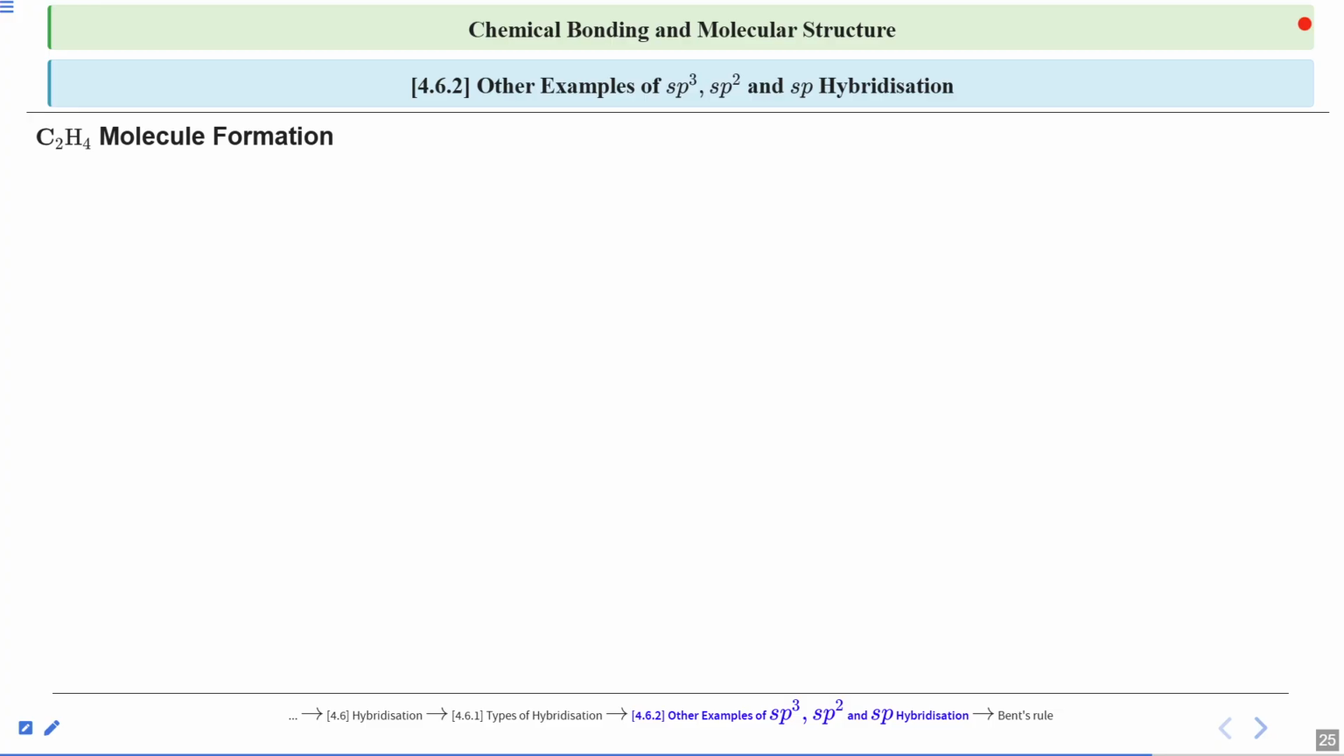Now let us try to understand the formation of pi bond. We know that our pure p orbital is being left out. If you remember the case of sp2 hybridized, you must see that only 2 p orbitals are involved and one pure p atomic orbital is already left on the carbon. So what will happen now?